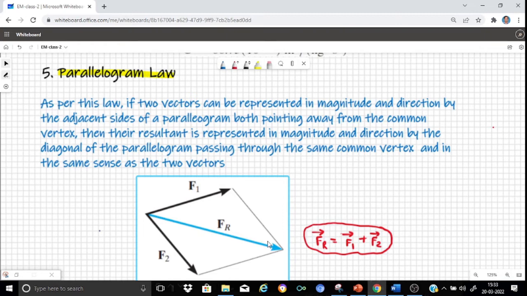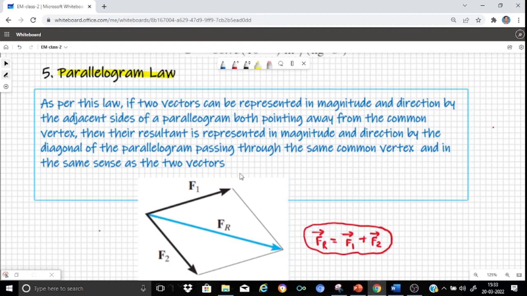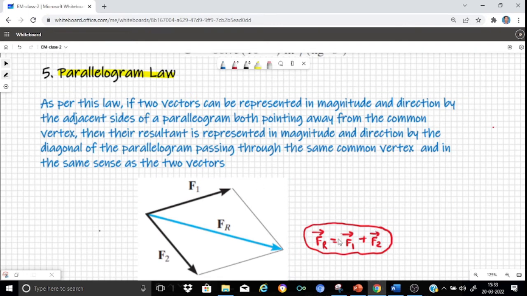Now the problem is, don't get confused with the direction and the sense. For example, you can say that as far as F1 is concerned, its sense is away from the common vertex. F2 again away from the common vertex. Similarly, the sense of FR is also away from the common vertex. So referring to this parallelogram, we can say that vector FR, that is, the resultant of F1 and F2, can be written as vector F1 plus vector F2.